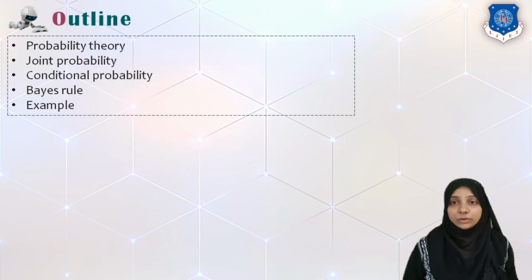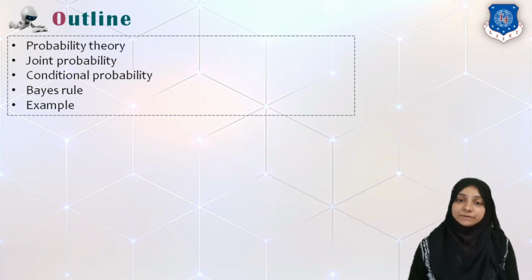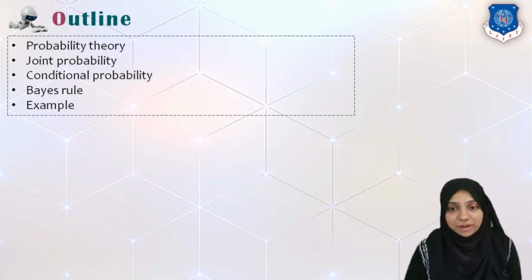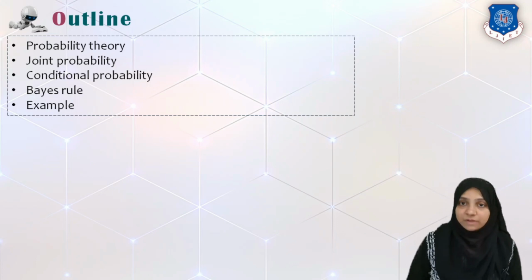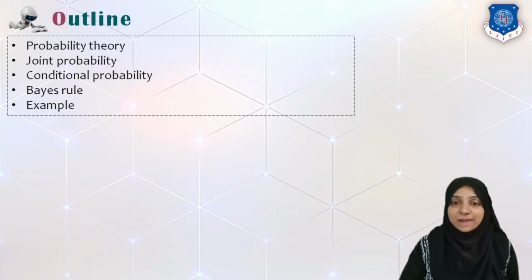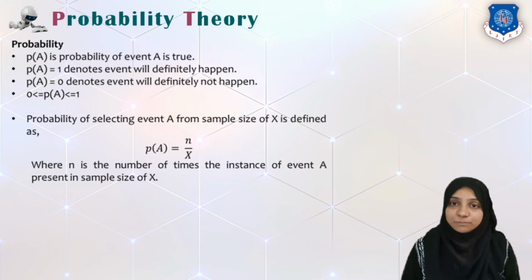Hi, in today's video we will learn about Bayes' rule. First we will see the concept of probability theory, then we will look into what joint probability is, how to find out conditional probability from the joint probability formula, and what we mean by Bayes' rule, followed by one simple example. So let us start with a probability theory review.